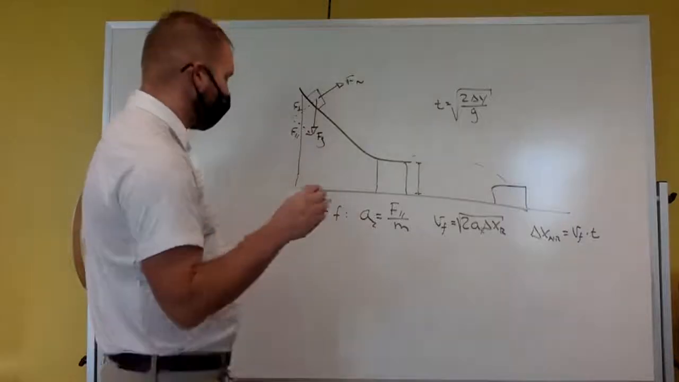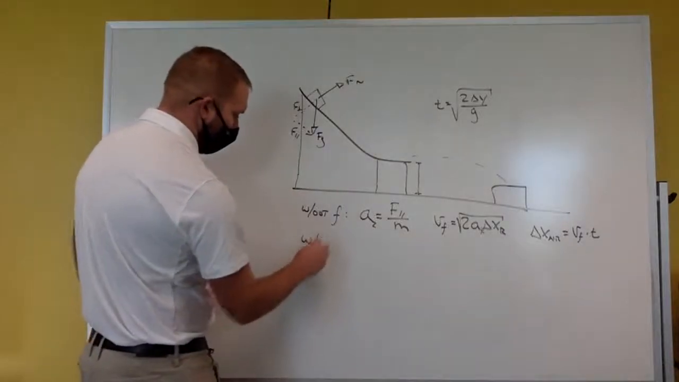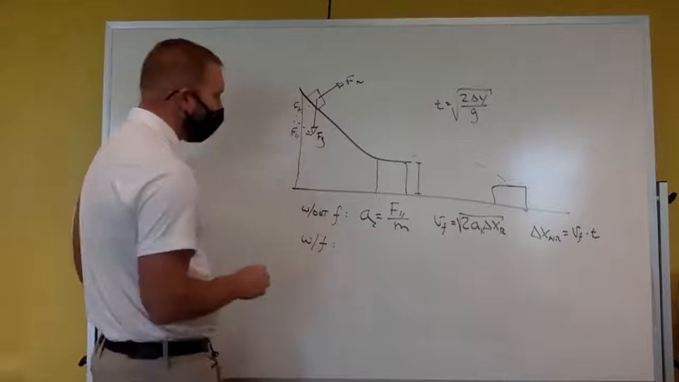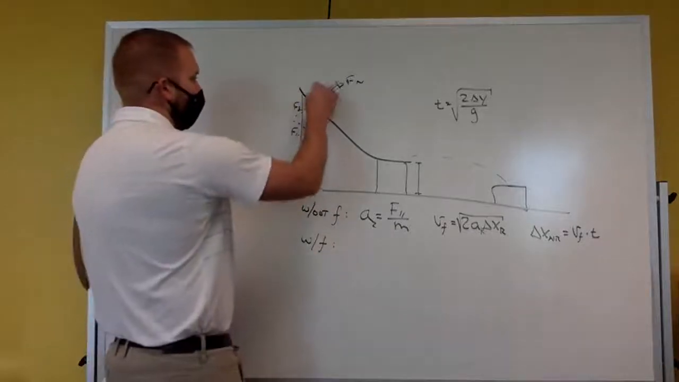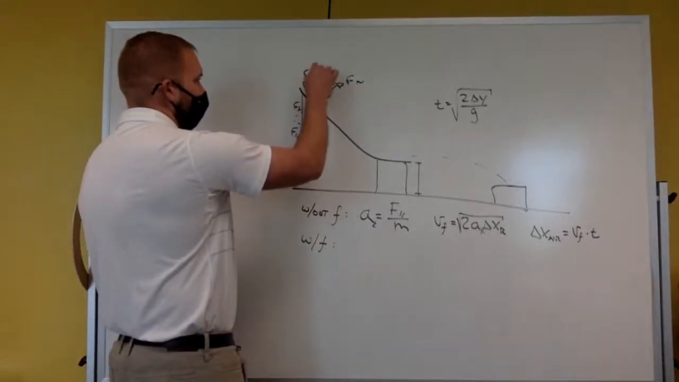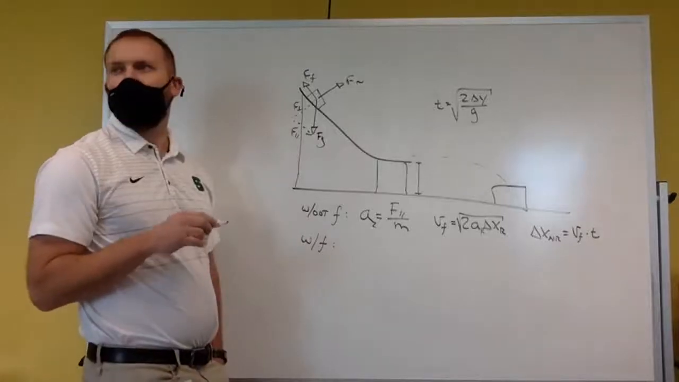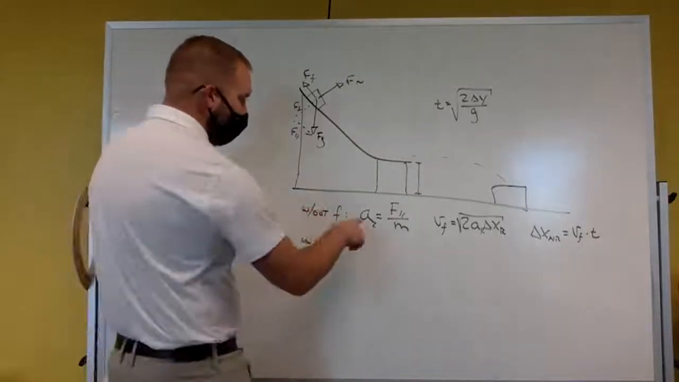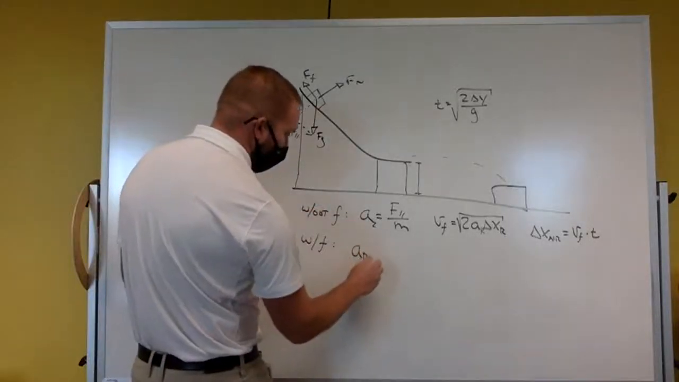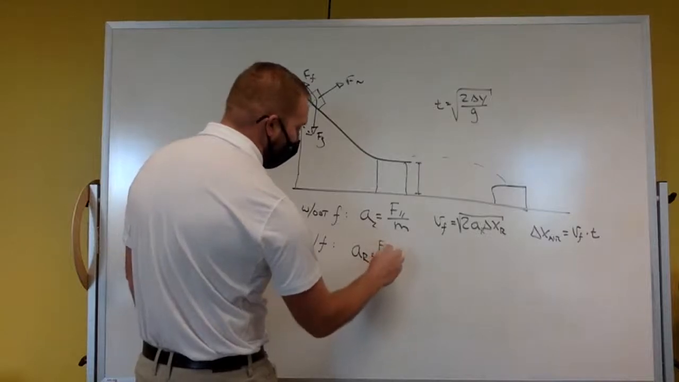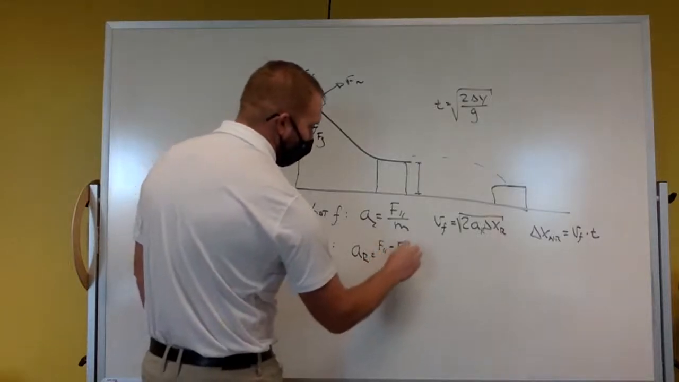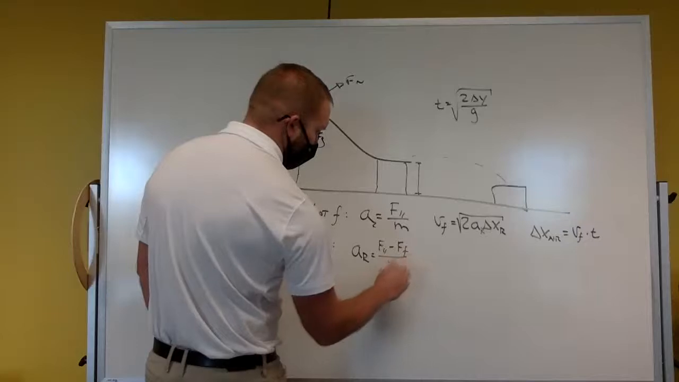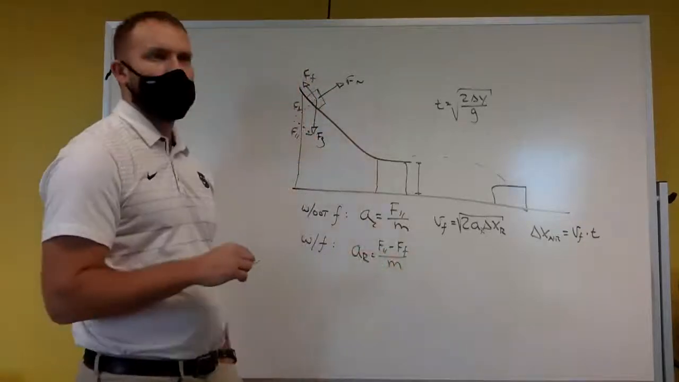Okay, so now when we have friction, the only thing that we do is add another force here, my force of friction. In this case, my acceleration on the ramp is still going to be my parallel force minus my force of friction, divided by the mass.